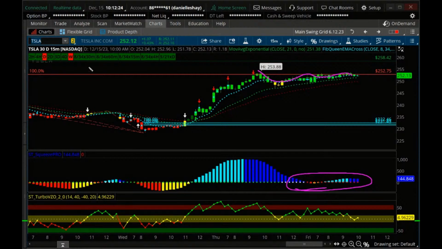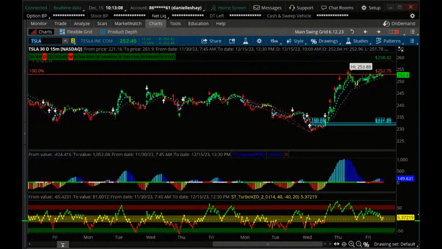Number two, I would say the biggest one is going to be the fact that it is options expiration Friday. So generally, stocks are very choppy on an options expiration Friday. They're up, they're down, but they're just kind of range bound.